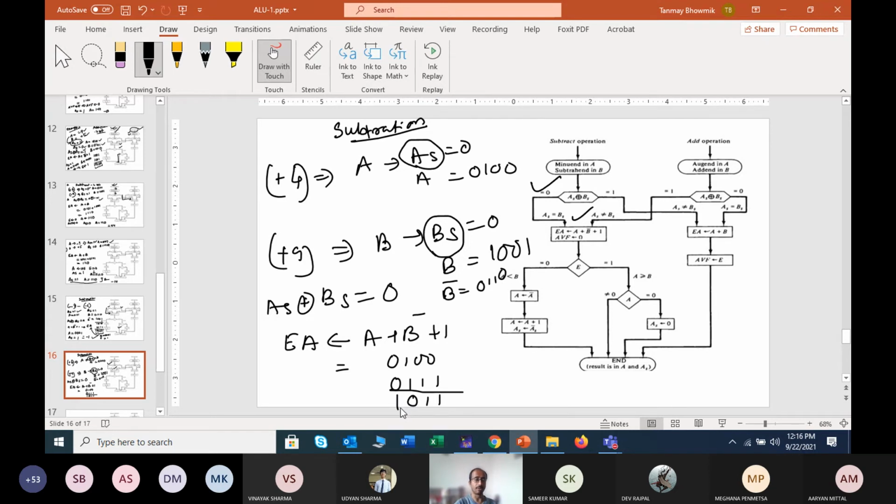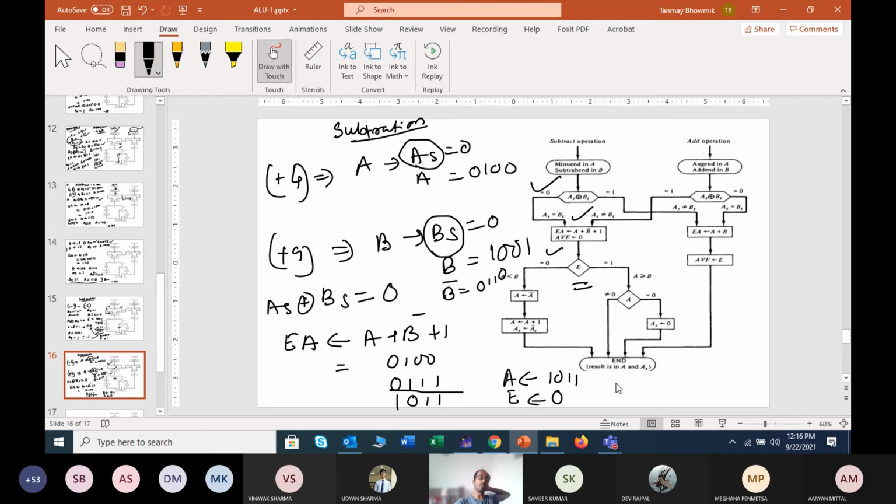Right? What we got? 1 0 1 1. So that means A will hold 1 0 1 1 and E will hold a 0 because it is a 4-bit addition result. Now check in your flowchart, if your E is 0, then what is happening? Your E is 0 means it is basically subtraction of a higher number from a lower number. So at that time your result is also a complemented result.